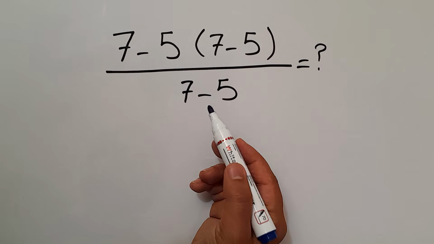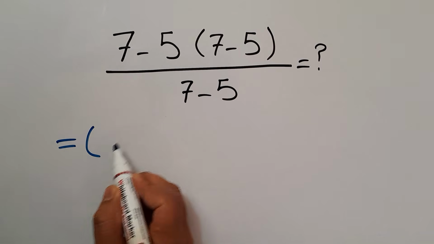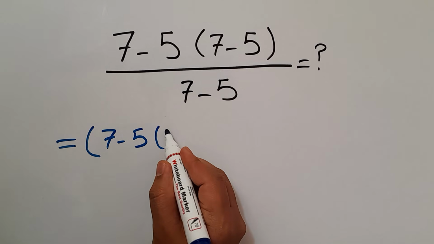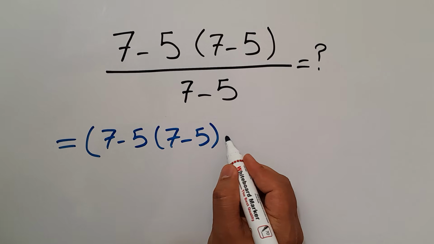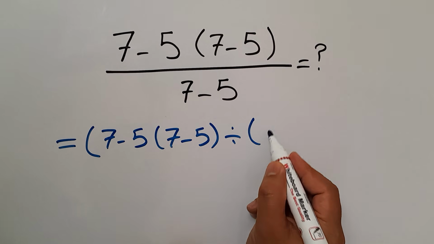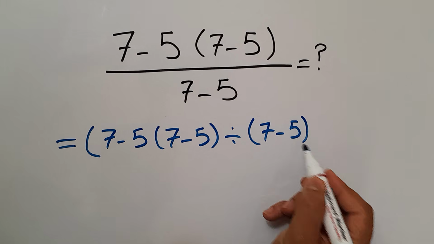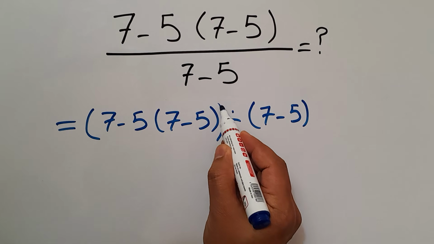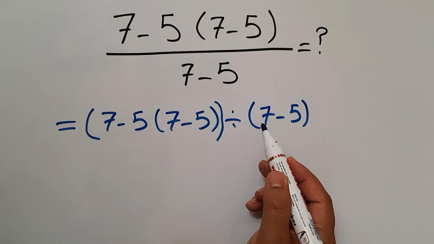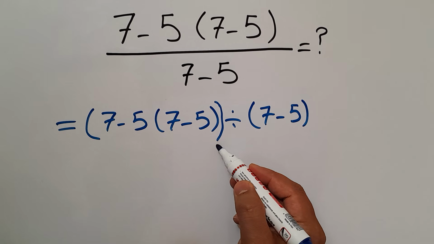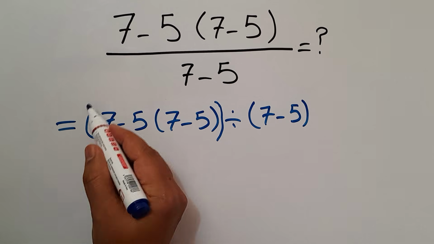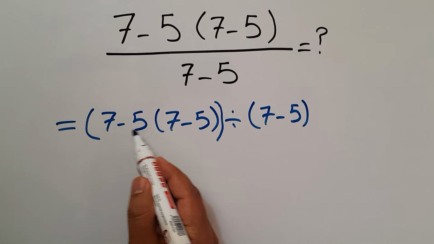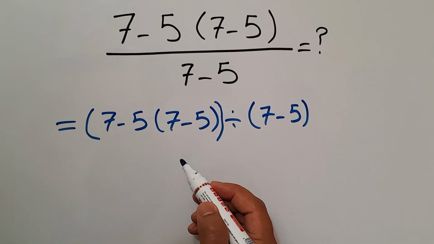Instead of our fraction, we can write parentheses, the numerator 7 minus 5 times 7 minus 5, divided by the denominator 7 minus 5. And here we have these two parentheses and this division. As we know, parentheses has higher priority than other operations. So first we handle this parentheses, and inside this parentheses we have this subtraction, this multiplication, and this parentheses.